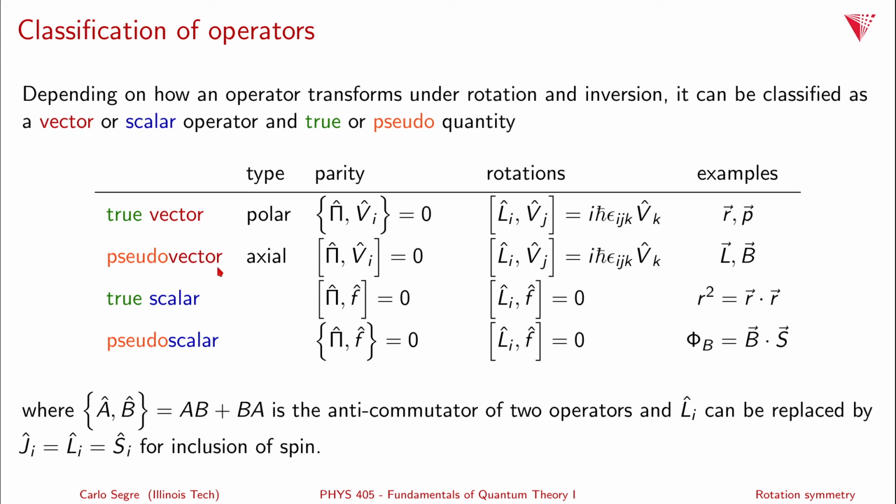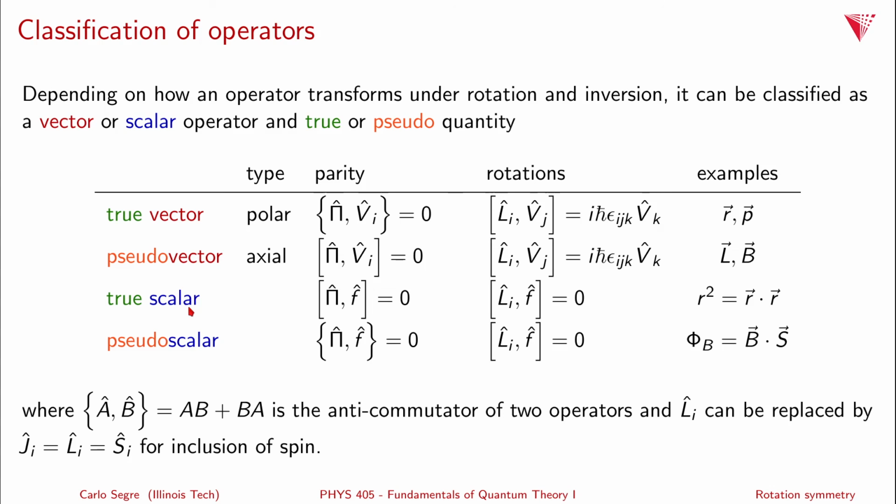A pseudo-vector is what is called an axial vector, and that commutes with parity. Any component of this vector V will commute with parity, and it also has a commutator with the angular momentum component L_i and V_j equal to iħ ε_ijk V_k. So very similar here. The only difference between the polar and the axial vectors is how they behave under parity. Two examples of these are the angular momentum vector and the magnetic field B.